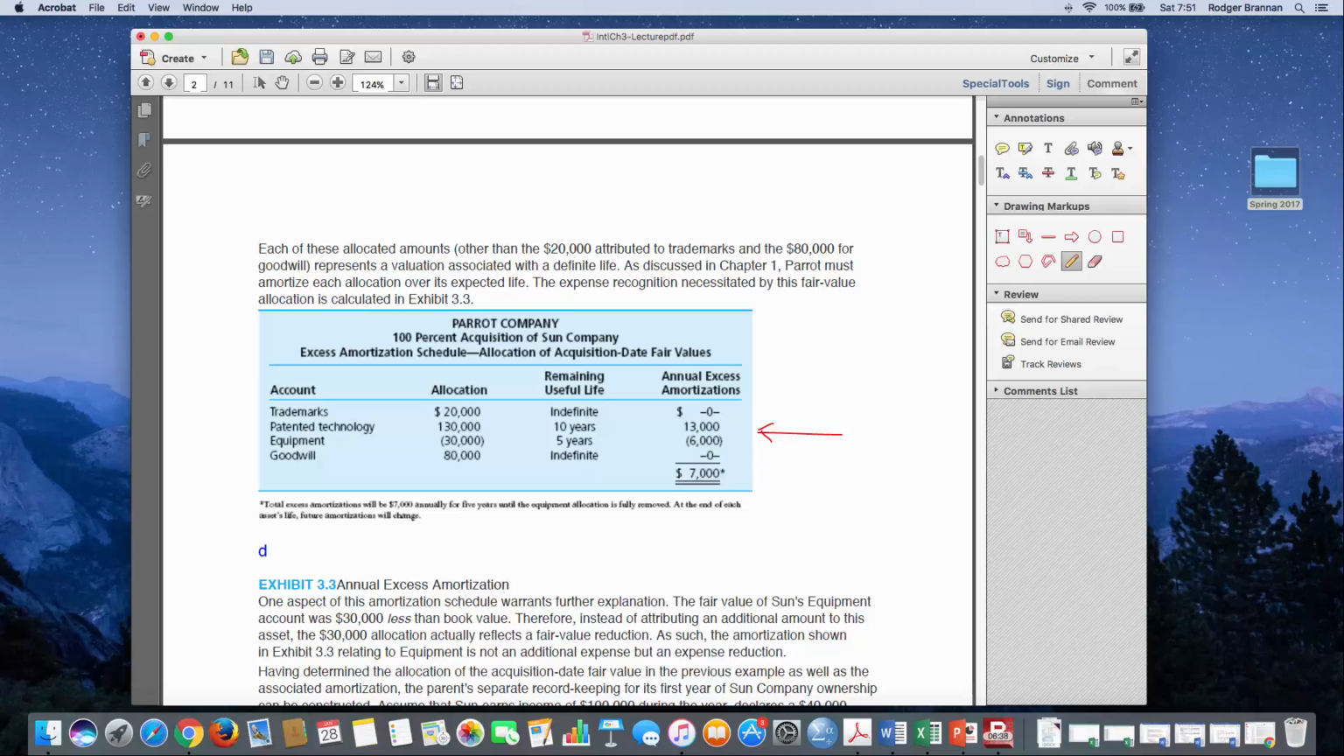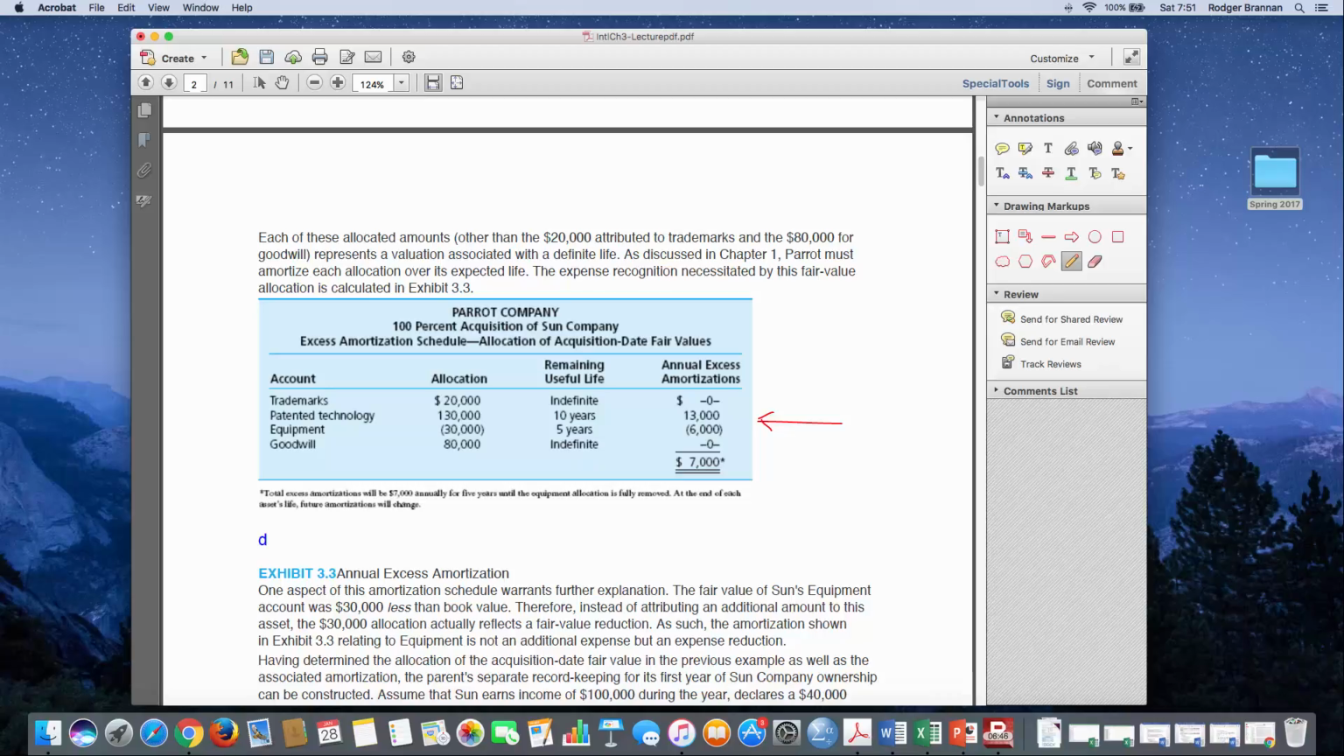Sun is depreciating their assets down. In the case of the technology, 10 more years, the equipment 5 more years. So remember, at the end of this time period, these things are being depreciated down to, let's assume the salvage value is 0. So at that point, Sun is going to have them on their books at 0 salvage value. And likewise, these amounts here need to be amortized down to 0 as well. Trademarks and goodwill, because they have an indefinite life, we're not going to do that.